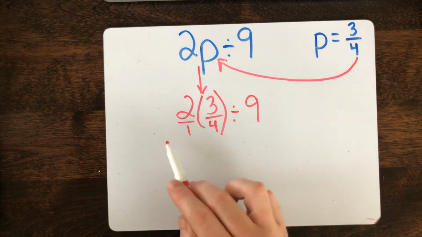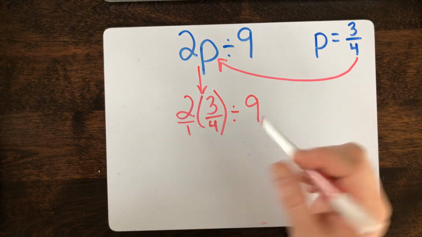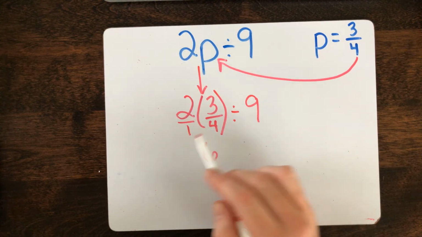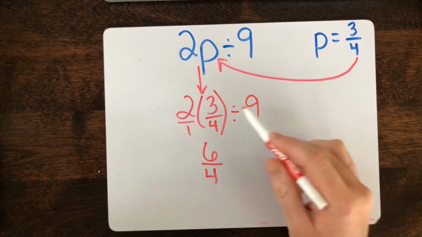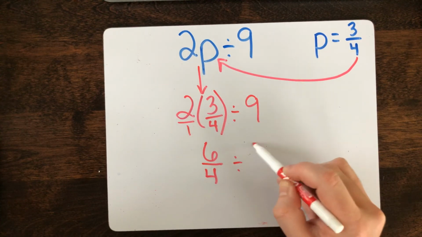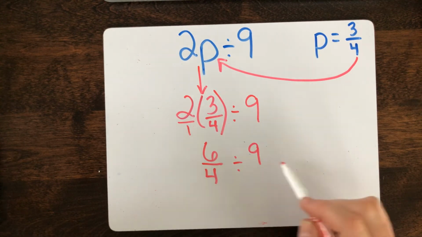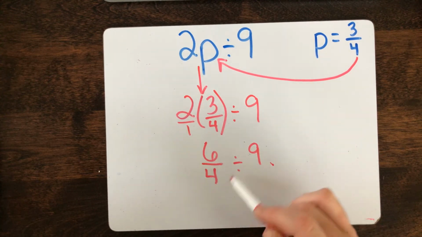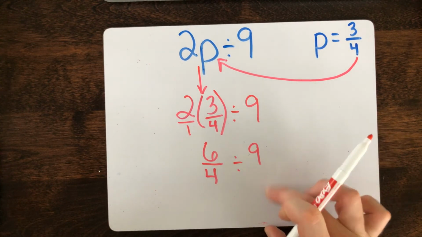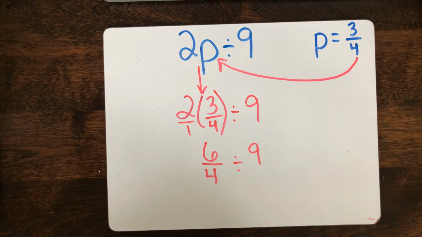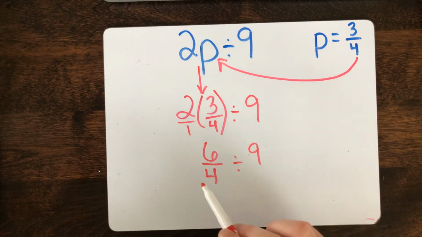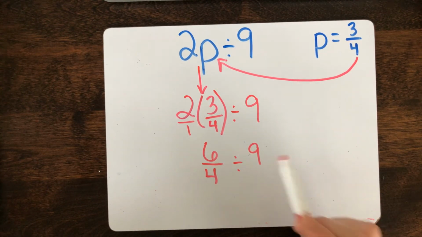So we multiply straight across. 2 times 3 is 6. 1 times 4 is 4. Bring down the divided by 9. Now, before we even keep, change, flip, I can simplify this, but I'm not going to, because that will make my keep, change, flip a little bit more difficult. So instead, I'm just going to keep, change, and flip.